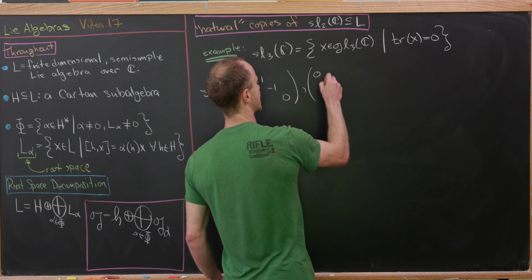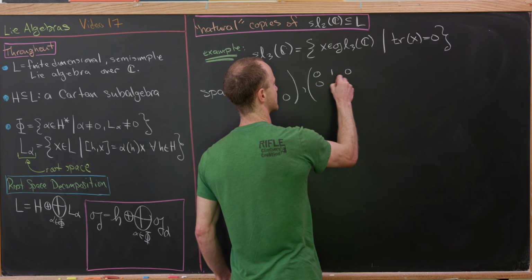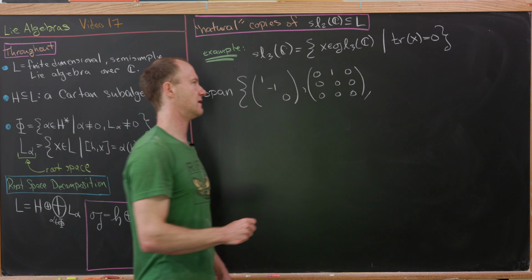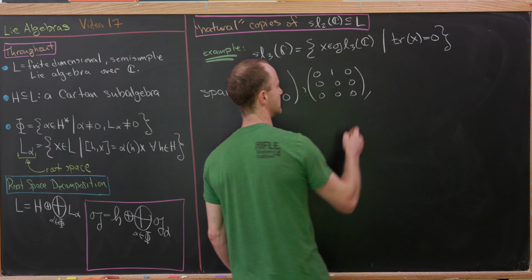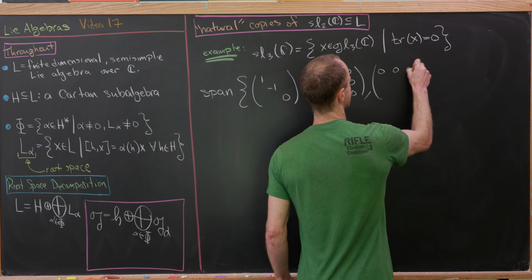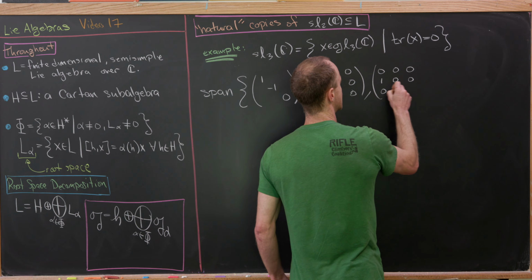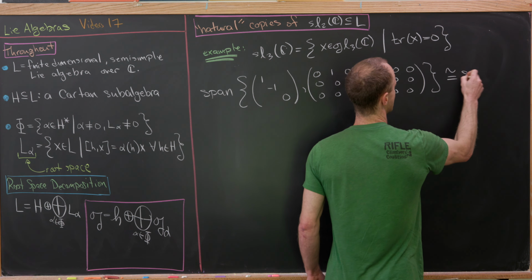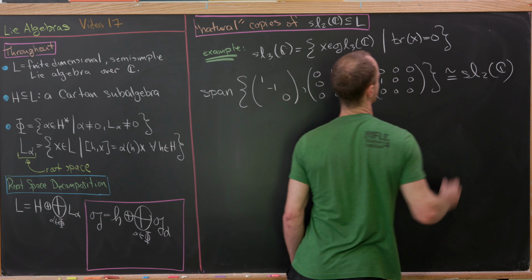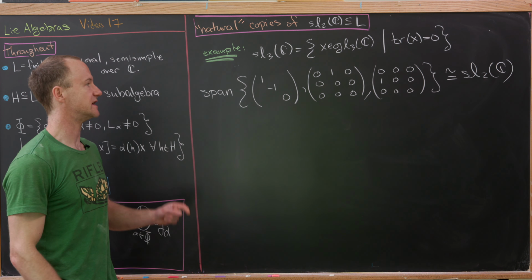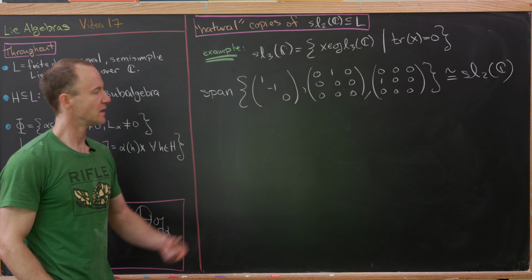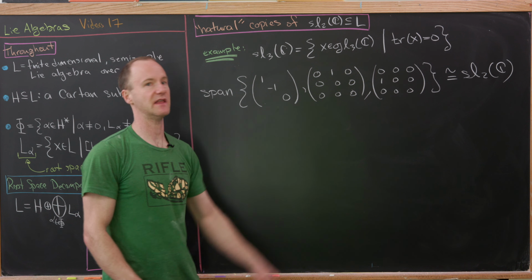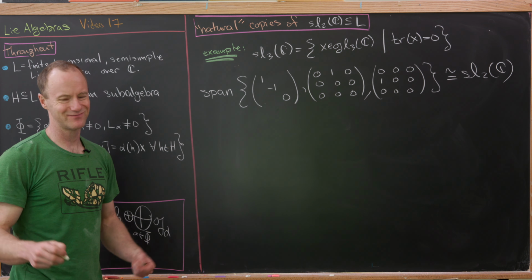And then our next element will be 0, 1, 0, 0, 0, 0, 0, 0, 0. In other words, it's got a 1 in that first row, second column. And then, well, the transpose of that, so it's got a 1 in the second row, first column. Now, you can check that this forms an isomorphic copy of SL2C inside of SL3C, where this first matrix is playing the role of H, and then E, and then F over there. And that's pretty easy to check.